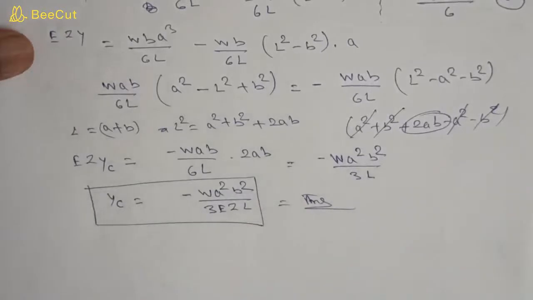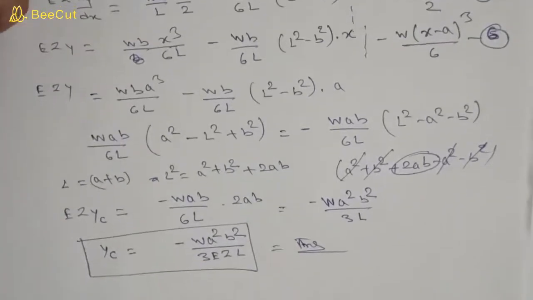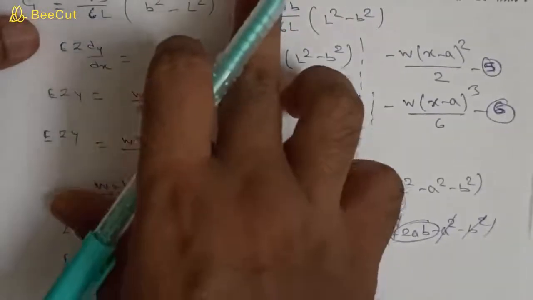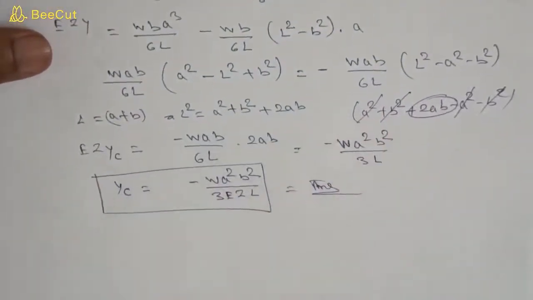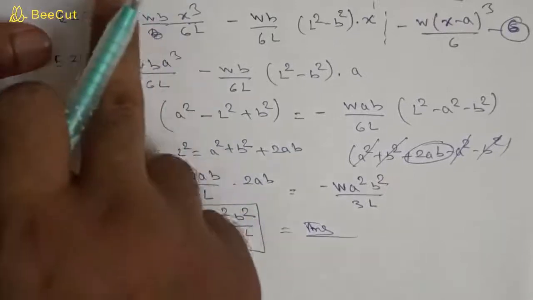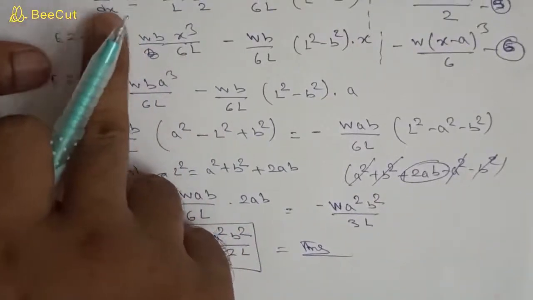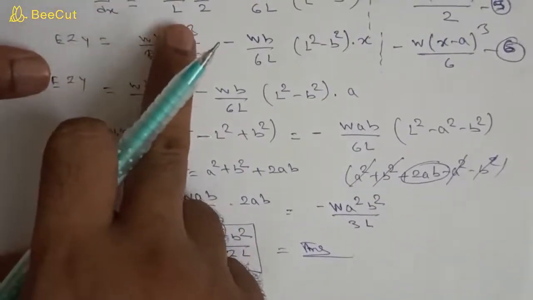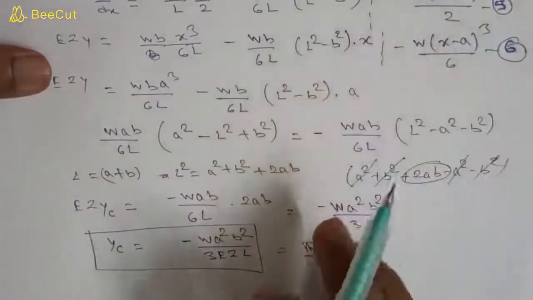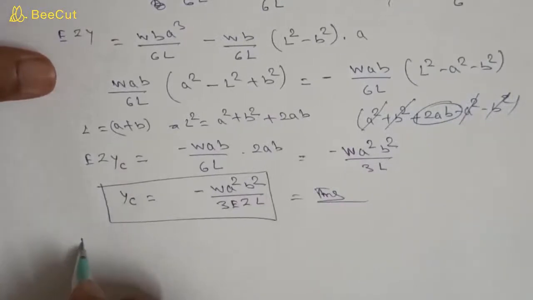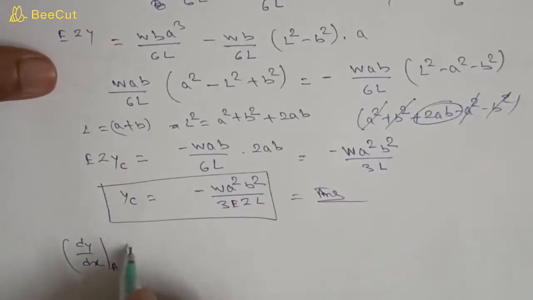Now we will see what else we have to find: the slope at the left support. So what is the equation of the slope? We have found it, you can see from here, EI dy by dx is equal to WB. We will consider up to here only because we have to find it at the left support. So we will find dy by dx at A. What will be the condition? X is equal to 0.